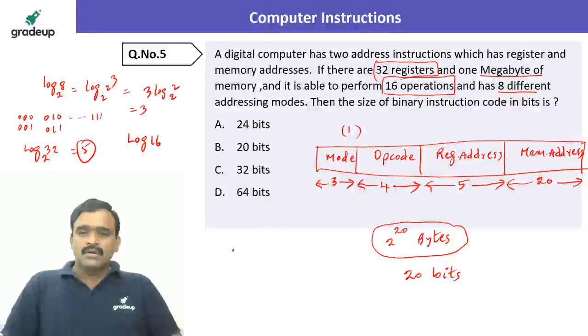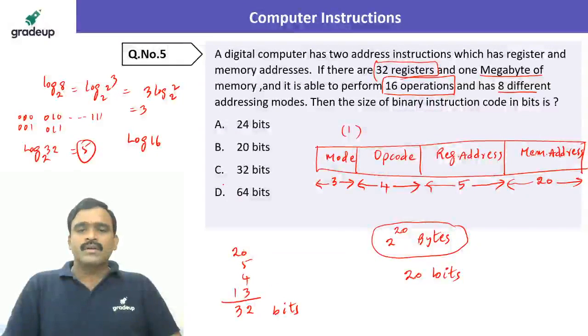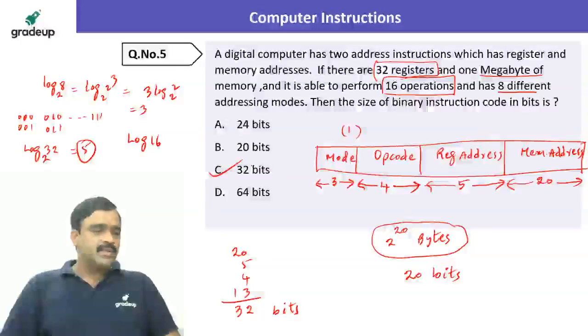So the sum of all these will be the instruction size. So that means 20 plus 5 plus 4 plus 3, total 32 bits. Exactly. So we require each instruction size of 32 bits.